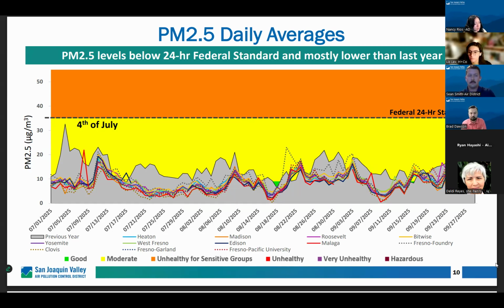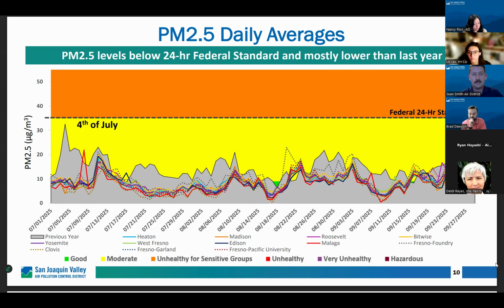These are basically references to our RAN network, and these are the levels that we'd like to be at. What they pertain to, if you look at the legend at the very bottom, is good, moderate, and then unhealthy for sensitive group categories. And for the entire quarter 3, for this year and the previous year, we were able to maintain below the federal 24-hour standard of 35 micrograms per meter cubed.